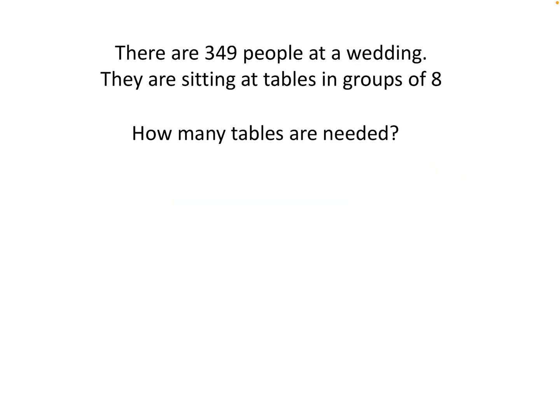So, here we've got a final question before I set you on your work. Pay attention with this one because you may spot some mistakes. There are 349 people at a wedding. They are sitting in tables in groups of 8. So there's 8 people on each table. How many tables do we need? So what I want you to do is write down the calculation.